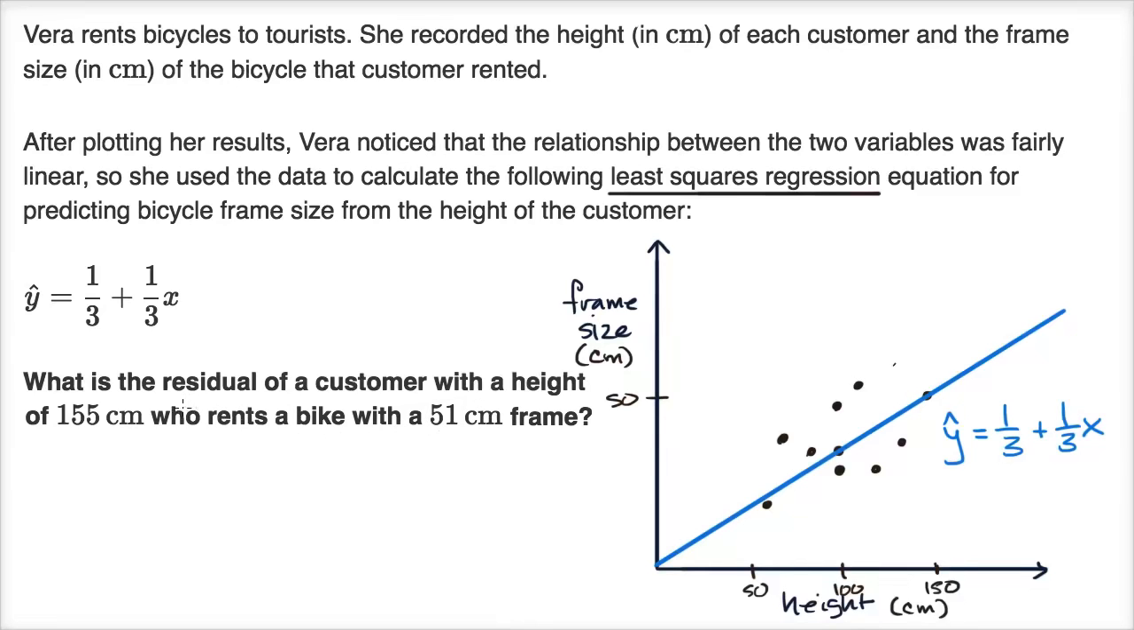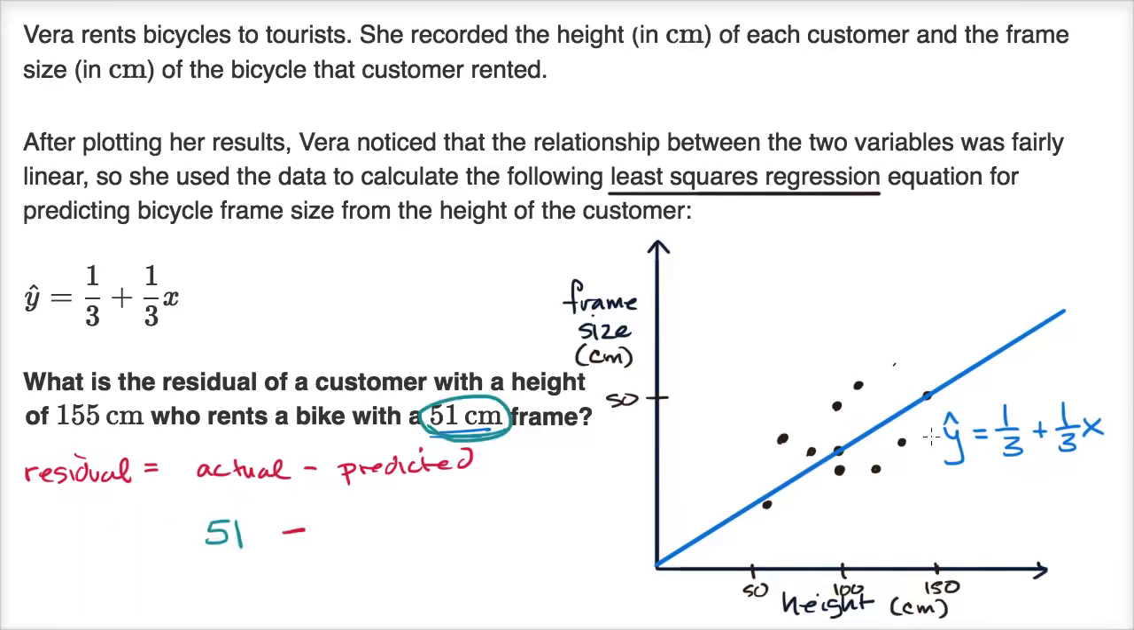Well, the residual is going to be the difference between what they actually produce and what our regression line would have predicted. So let me write it this way: residual is going to be actual minus predicted. So if predicted is larger than actual, this is actually going to be a negative number. If predicted is smaller than actual, this is going to be a positive number. Well, we know the actual, they tell us that. They tell us that the 155 centimeter person rents a bike with a 51 centimeter frame, so this is 51 centimeters. But what is the predicted?